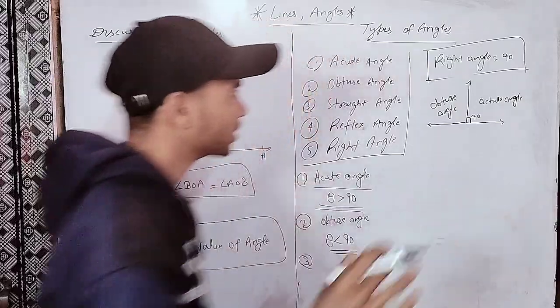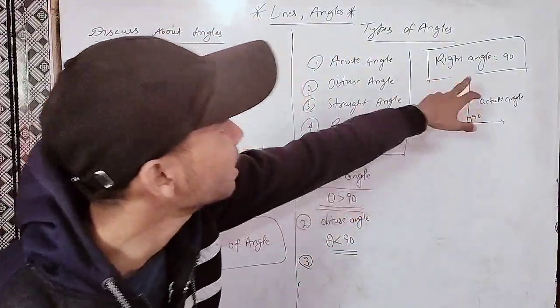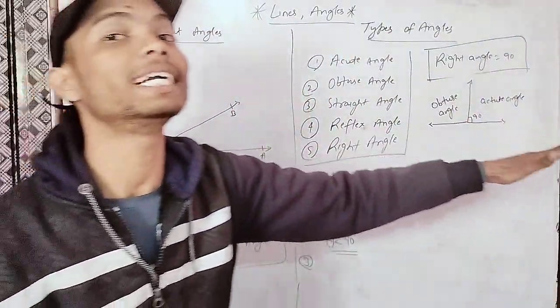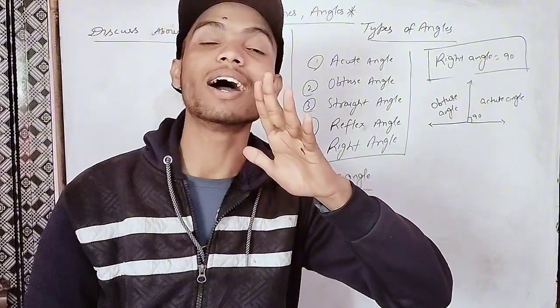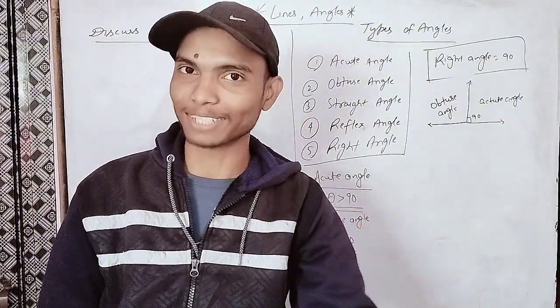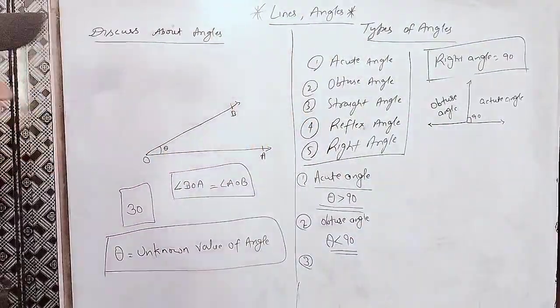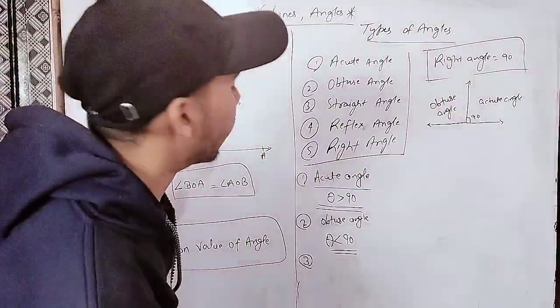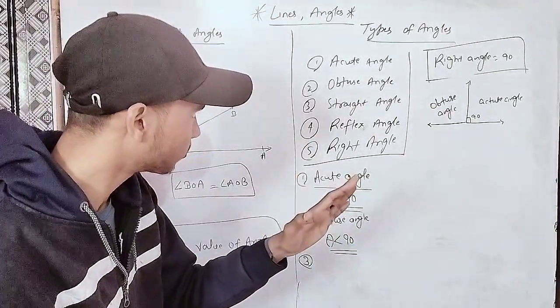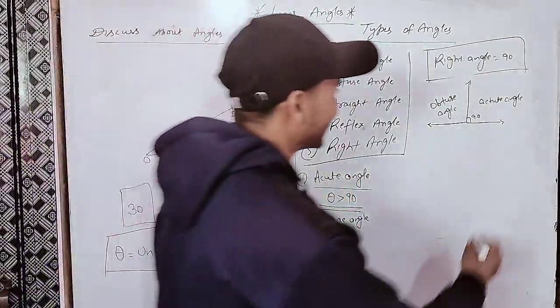Are you trying to understand? And this straight line is indicating that you have a value of angle which is 90 degree. Okay. Clear? I hope we are clear.